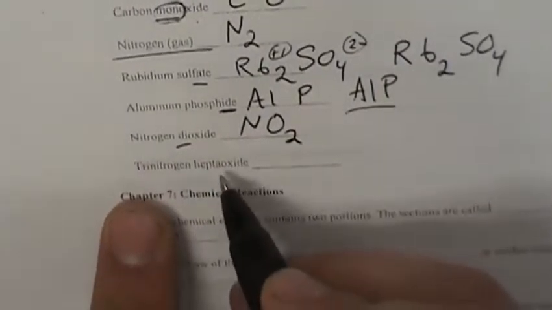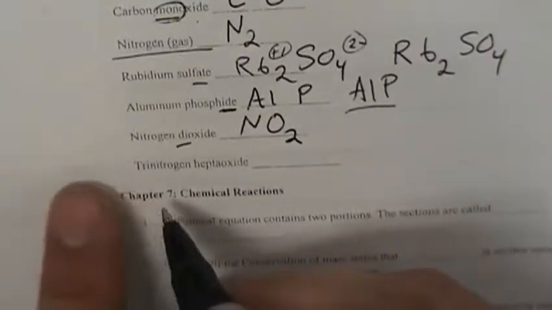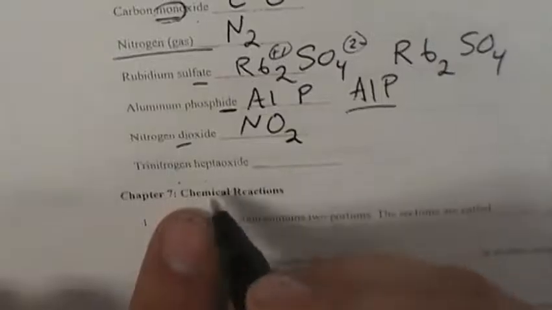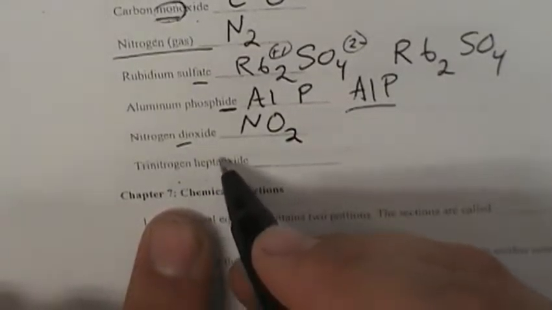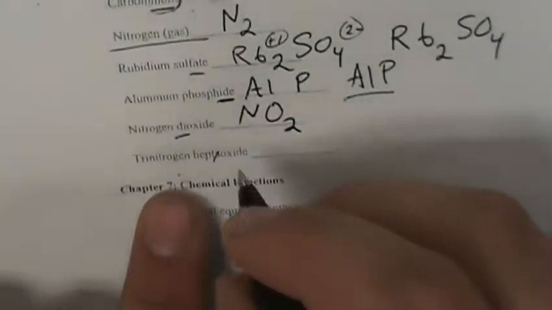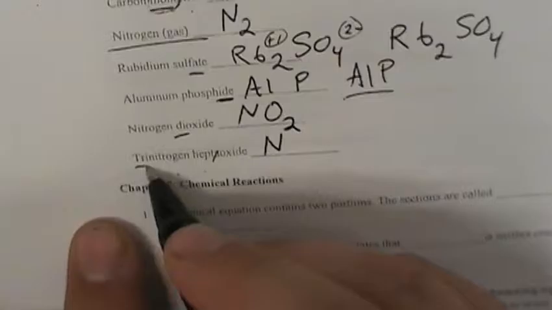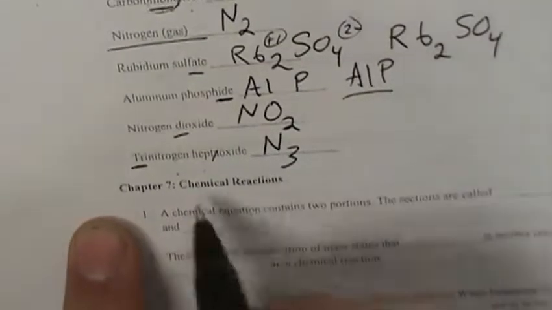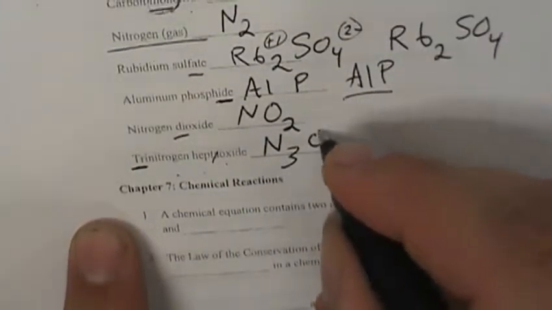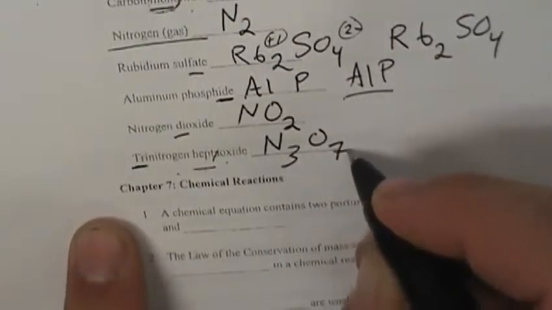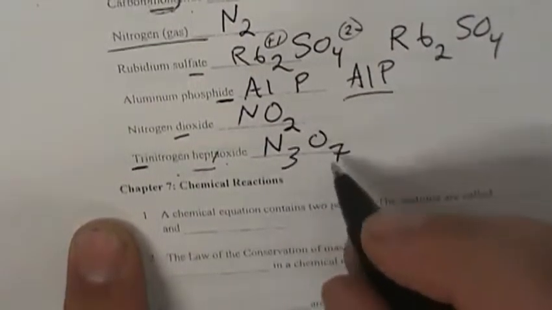Trinitrogen heptaoxide, which can also be written as heptoxide without that A when they have those vowels next to each other. But that doesn't really matter. N, tri is 3, oxygen is O, hepta is 7. N3O7.